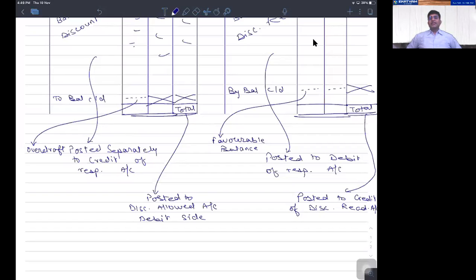Suhasini, discount allowed is an expense, so expense has to be debited only or not? उसका क्रेडिट पोस्टिंग तो रिस्पेक्टिव कस्टमर अकाउंट में हो गया ना?